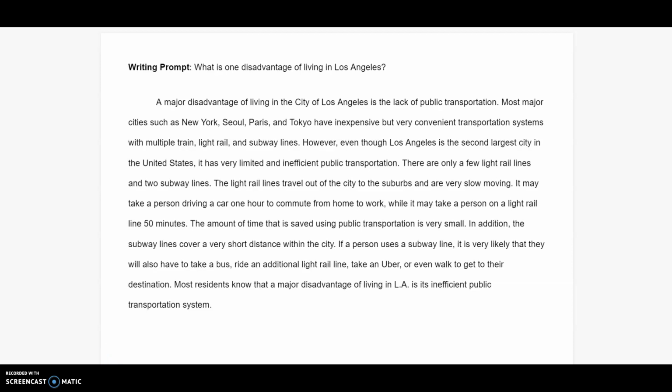Alright, so let's take a look at this sample paragraph, which answers the writing prompt, what is one disadvantage of living in Los Angeles?